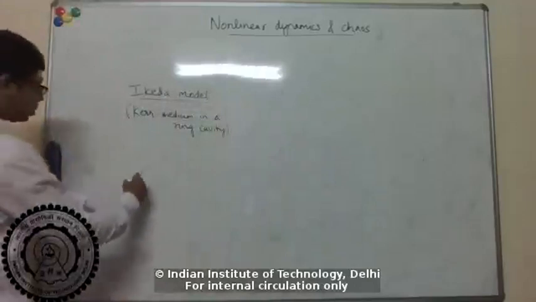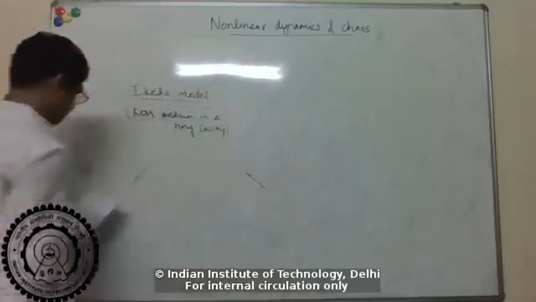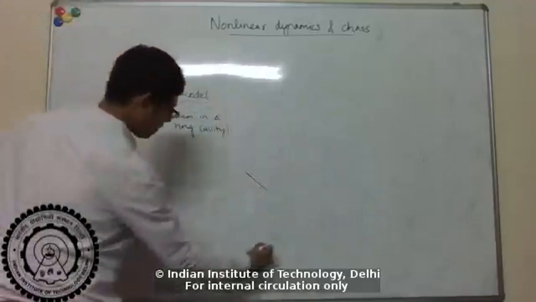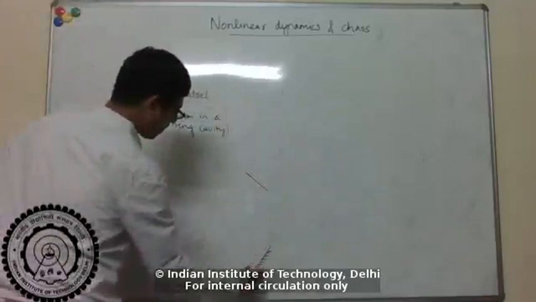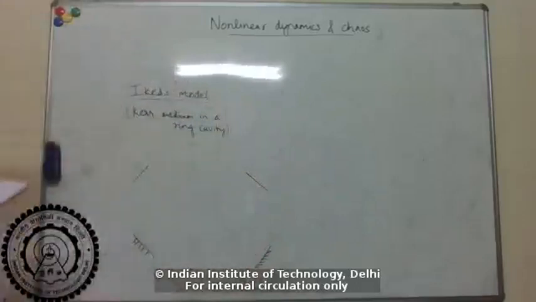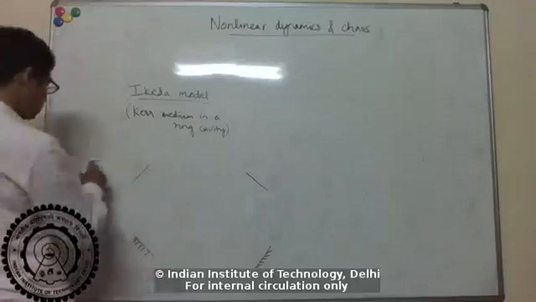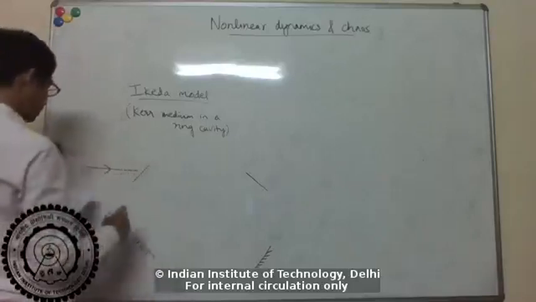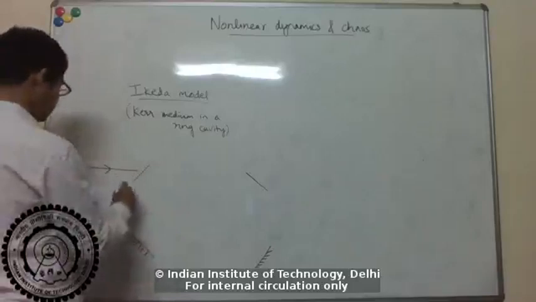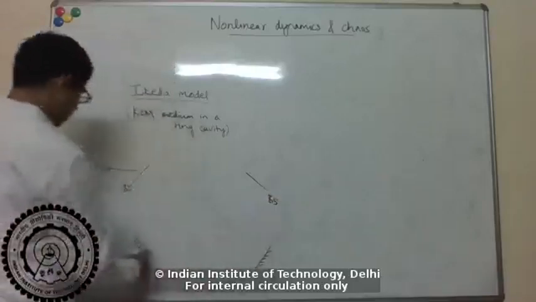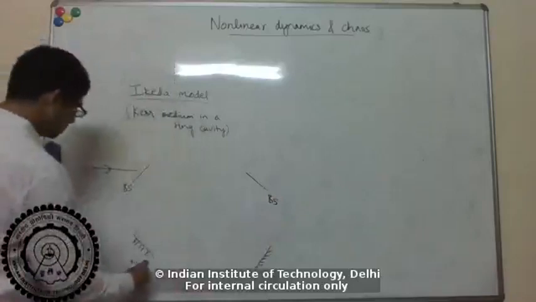The cavity is made up of two beam splitters and two mirrors. The input and output use beam splitters. So the input field comes from here. This is a beam splitter, this is also a beam splitter, and these two are perfect mirrors.